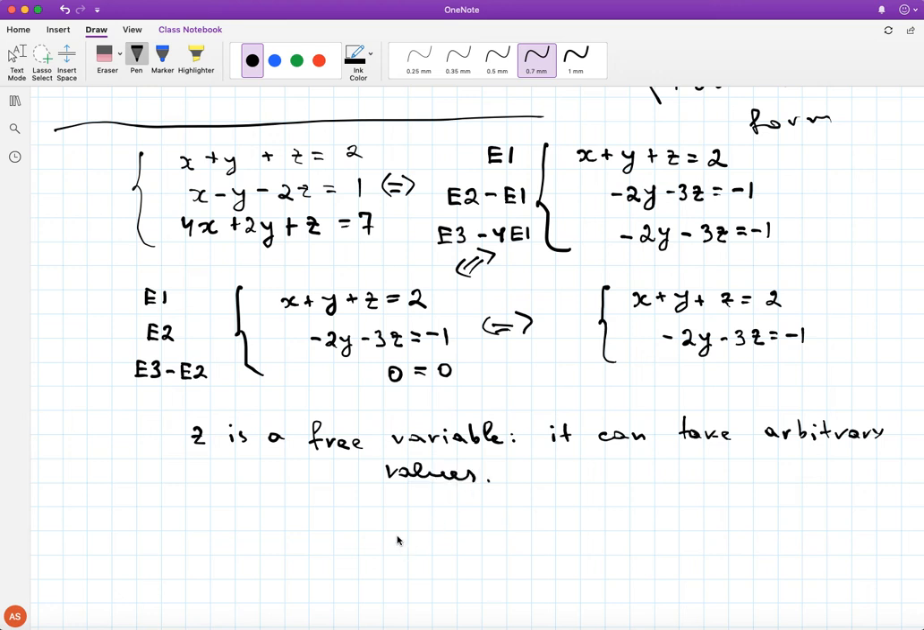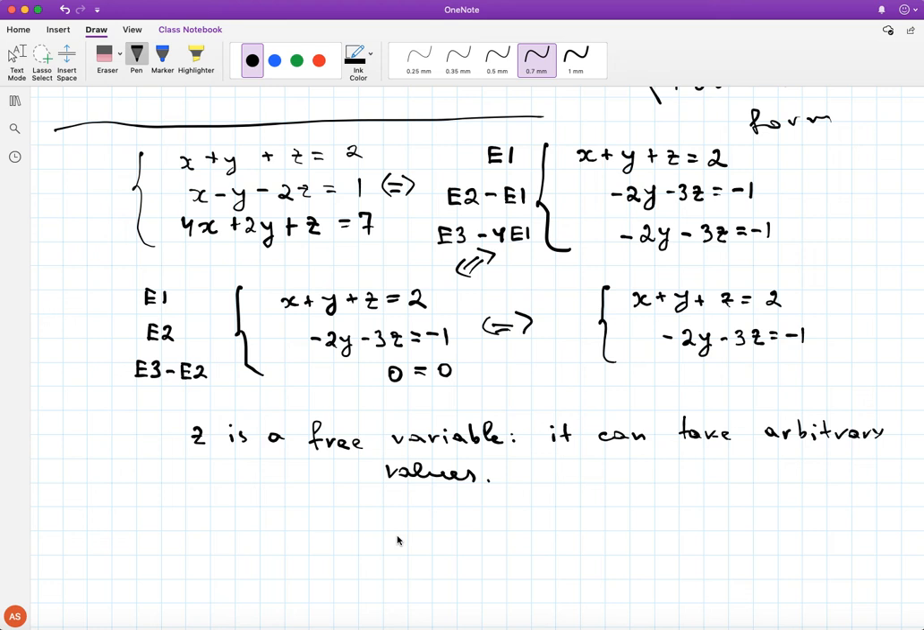Check that. Choose z equals 0. Plug it into the second equation. Are you able to solve for y? Yes, you will be able to solve for y. Then plug the value of y that you obtained this way, together with z equals 0, into the first equation. Are you able to solve for x? And again, you'll be able to solve for x. So starting with z equals 0, you can obtain a solution of the system.